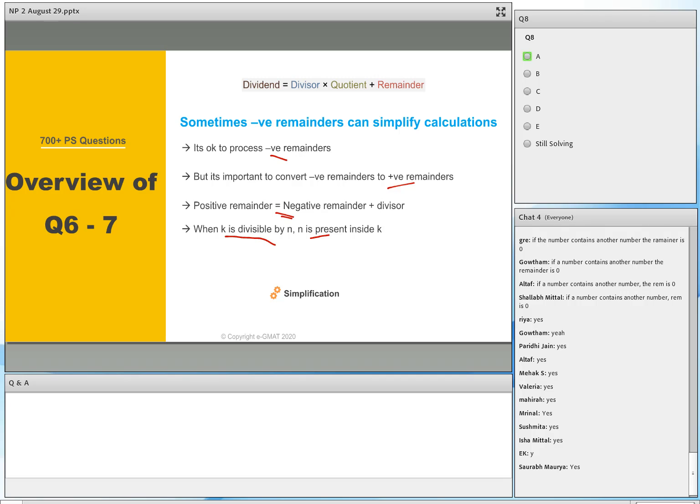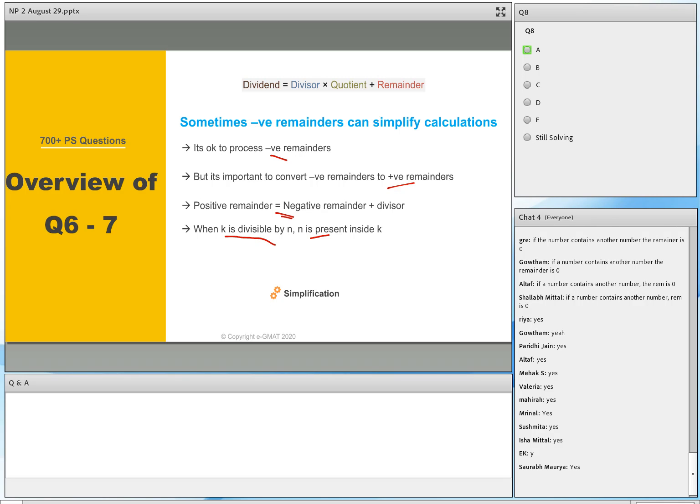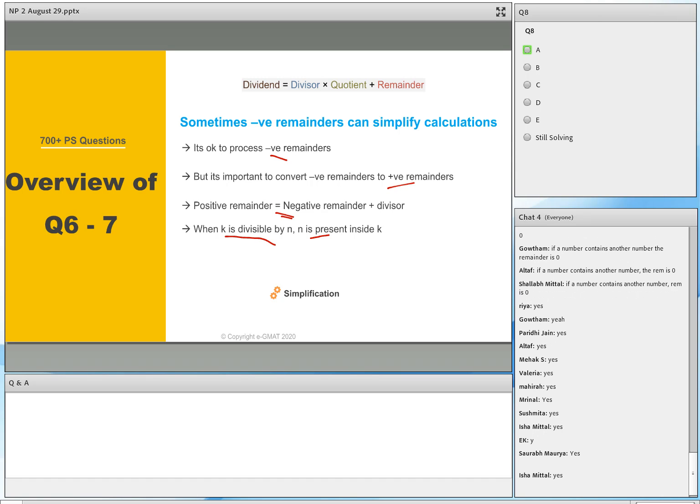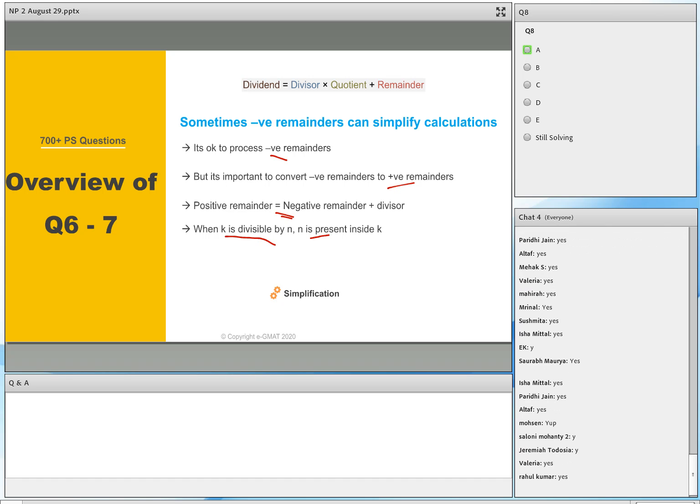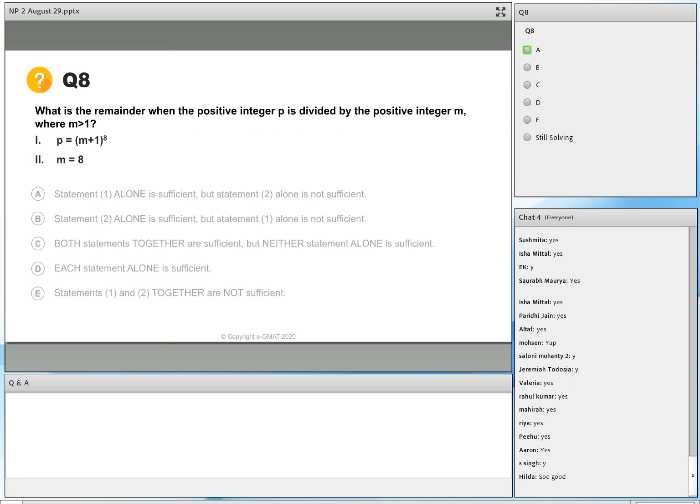Can you please mark a still solving? And while you people mark a still solving, are you enjoying the session? Perfect. That is very, very good to hear. Okay, I have question number 8 on your screen. All the best for this one.